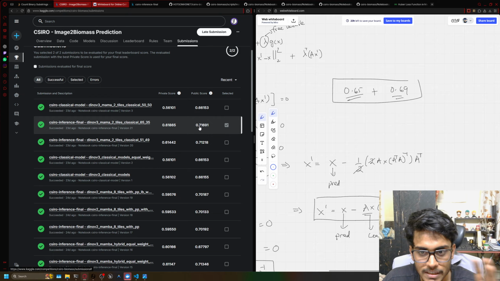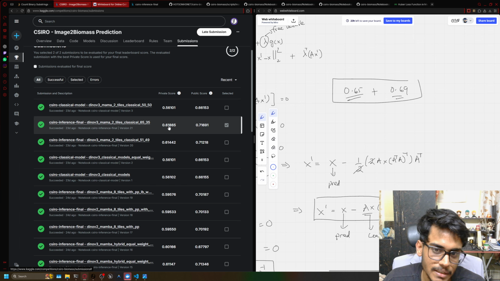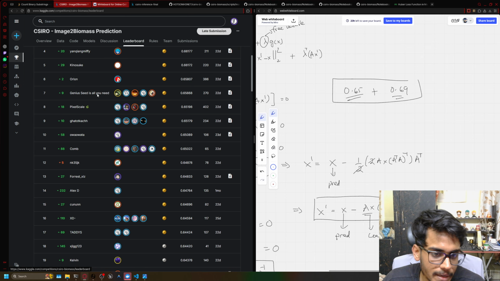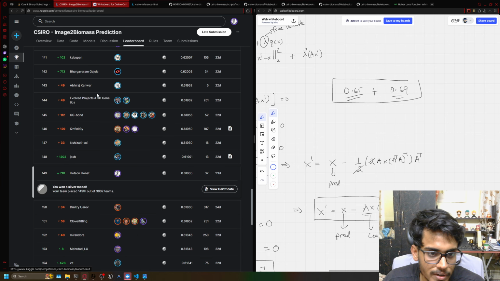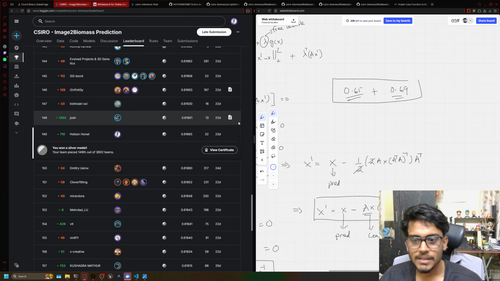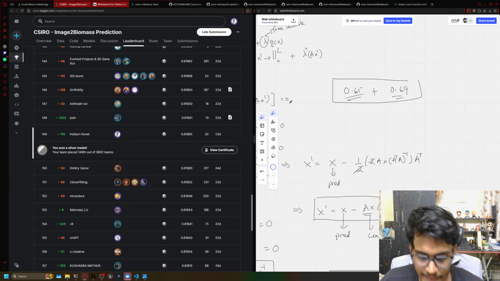You can see in the public leaderboard it stands at 0.71. When it was evaluated against the private leaderboard, it gave 0.61865. This was the submission I did, and it landed me in the 149th position, and I got my first silver medal. So yeah, that was the major pipeline that I have explained here.